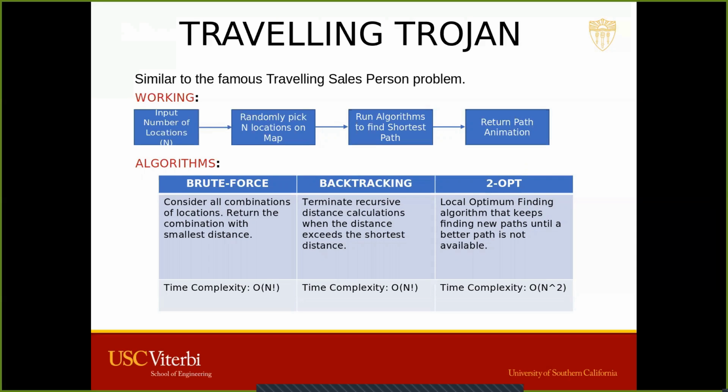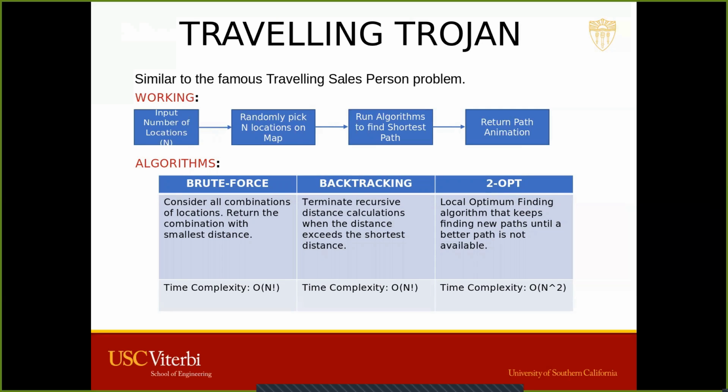The algorithms which we implemented are brute force, backtracking, and 2-opt. Brute force considers all combinations of locations and computes the smallest distance. The backtracking minimizes some of these using dynamic programming and it reduces the number of computations. And the 2-opt is a local optimum finding algorithm, which uses a concept called swapping mechanism, where it considers all possible combinations of nodes and computes the distances by swapping these nodes and maintains the minimum path traversed.